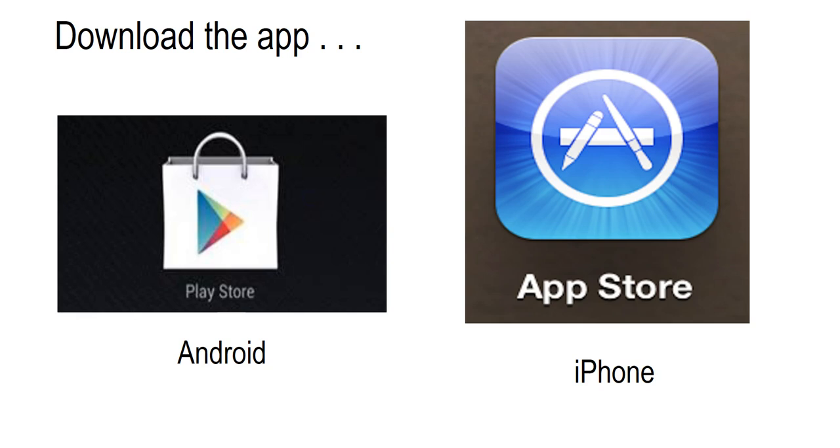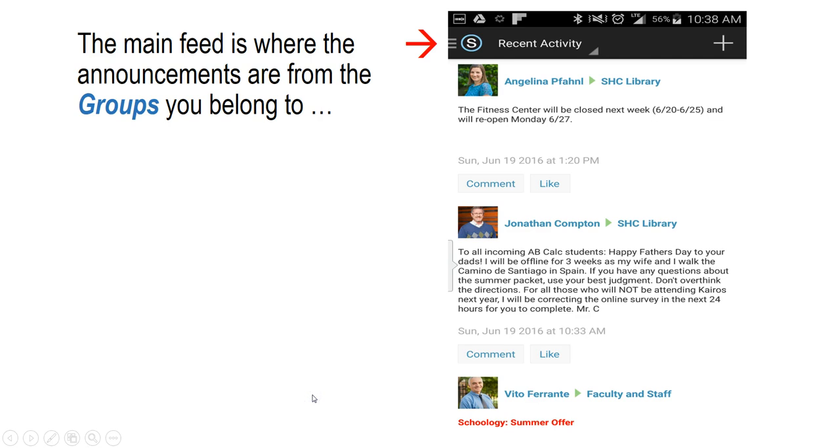So what you need to do, if you have any kind of Android-based smartphone, go to your Play Store, or if you have an iPhone, go to your App Store. Once you're in there, look for that symbol, and then just download it. It's a free app that you should have. When you open the app, this is what you'll see.